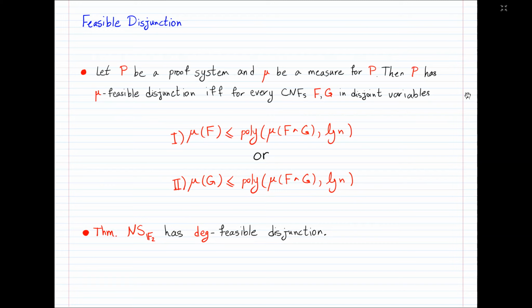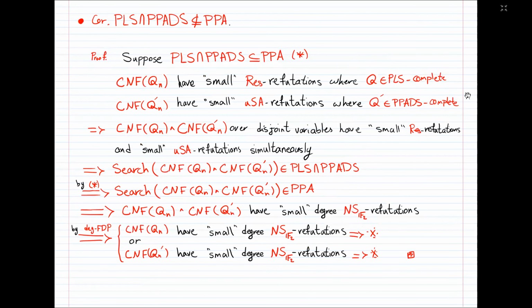As an example, Göös et al. proved that Nullstellensatz over F2 has degree feasible disjunction. And this feasible disjunction can be used to prove that PLS intersection PPADS is not a subset of PPA. And this is how it can be proved.